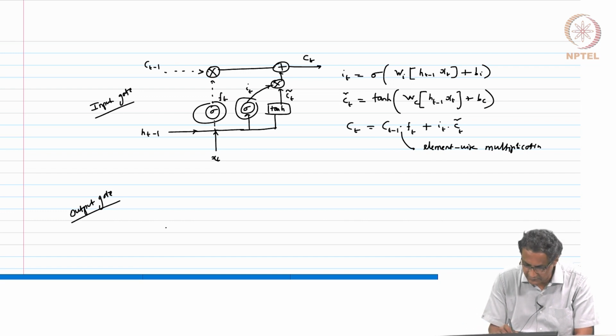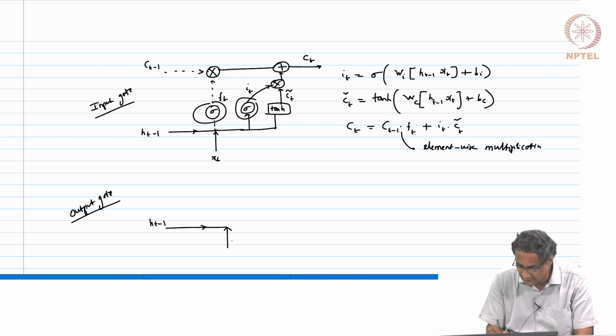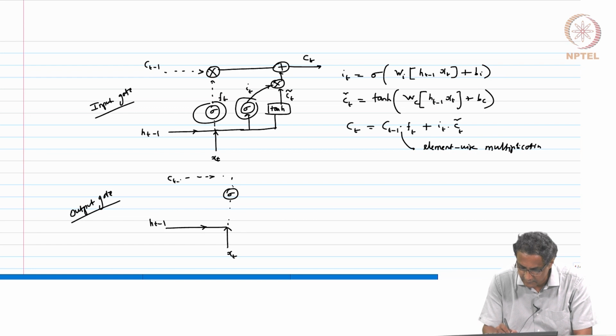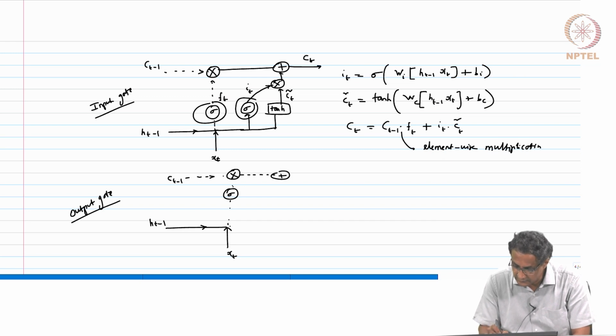Here again, the HT minus 1 and all will go common, HT minus 1, then XT will come along, and you will concatenate the two. Then you have the sigma, the forget gate, and then CT minus 1 coming from here, and then multiplication and going forward, an addition here, then this goes forward, and then you have the input gate, and then this is tanh, and all this is exactly the same. And then here, this is your CT.